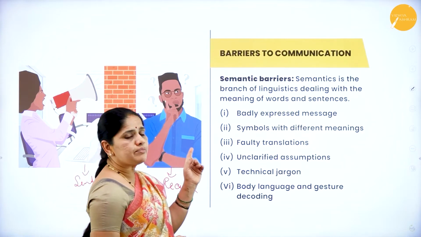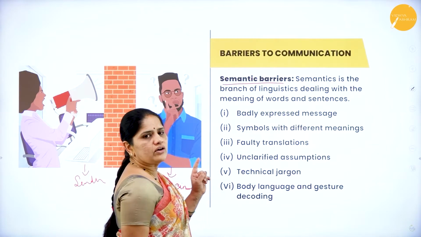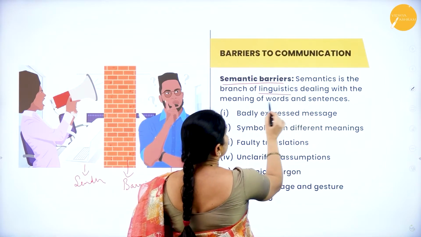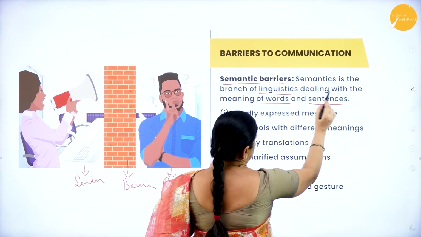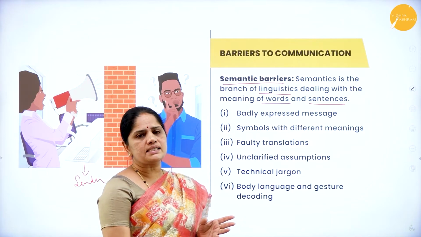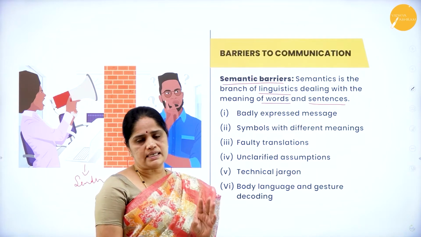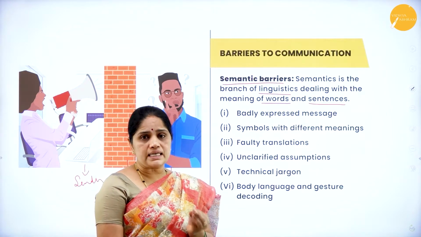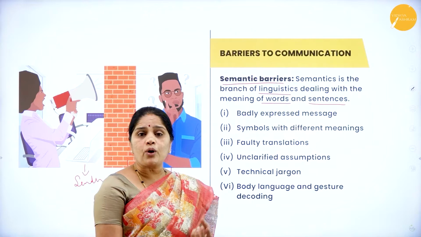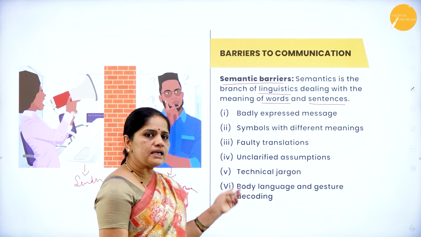In this, the first barrier is called the semantic barrier. So let us understand the meaning of the word semantic. Semantic is the branch of linguistics dealing with the meaning of words and sentences. Whenever you have to communicate, it will be in the form of words and sentences, and if these words and sentences are understood by the receiver in a different way, that will give rise to problems in communication. So let us look into the various semantic barriers here.